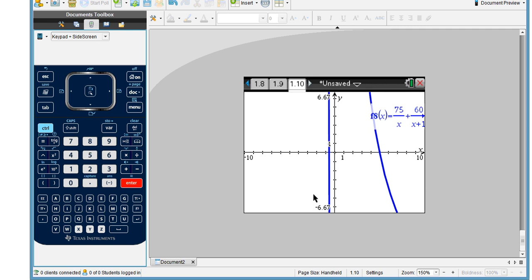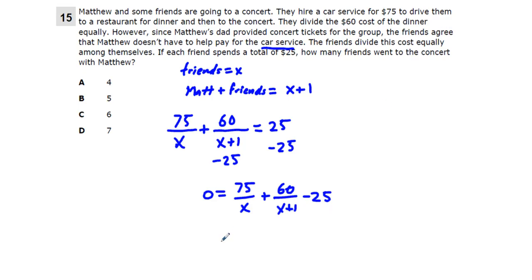And what are we going to look like? Well, we see two answer choices here. 1, 2, 3, 4, 5. So 5 is our correct answer for this. So x is equal to 5.